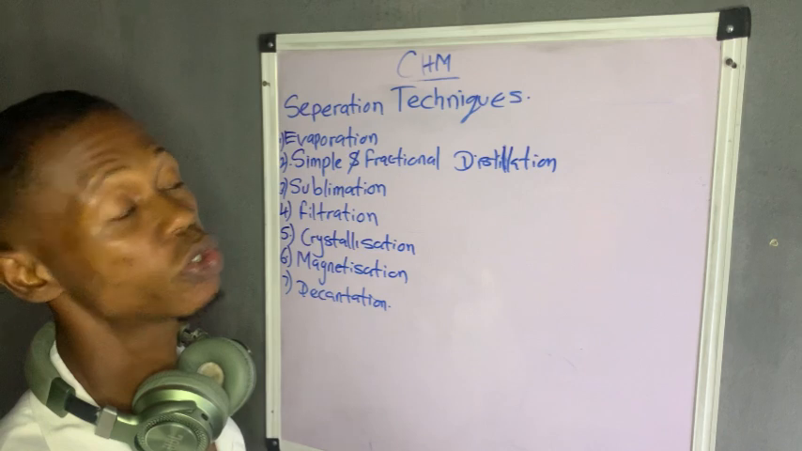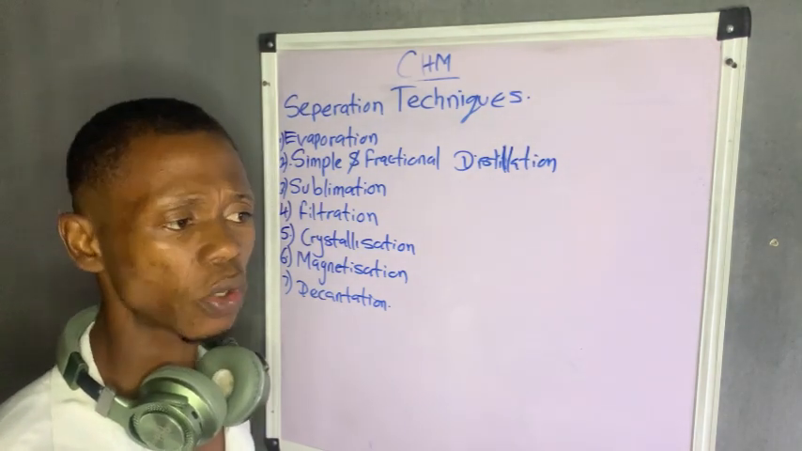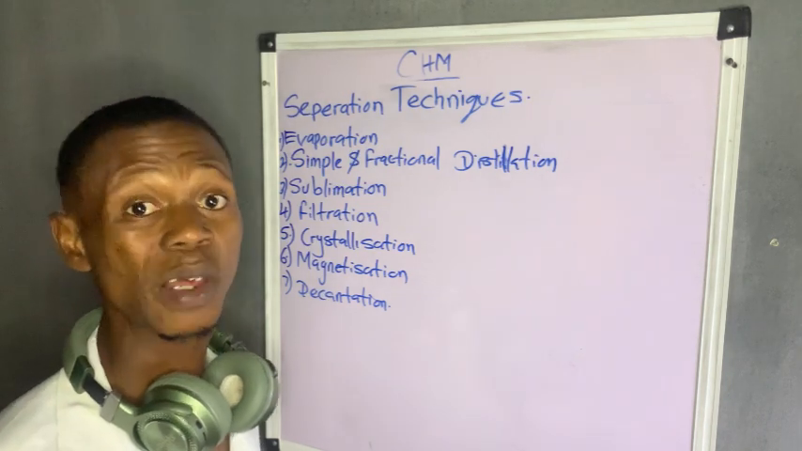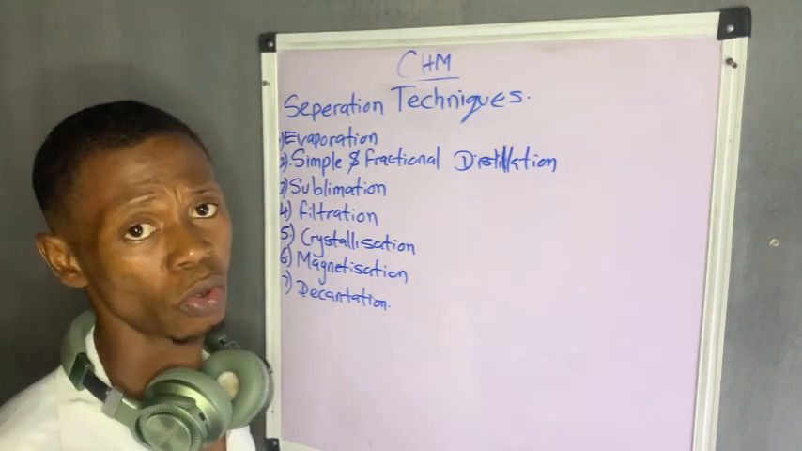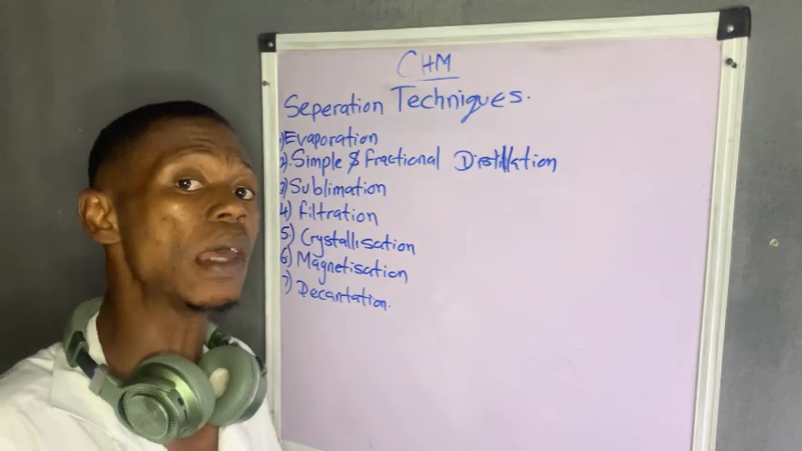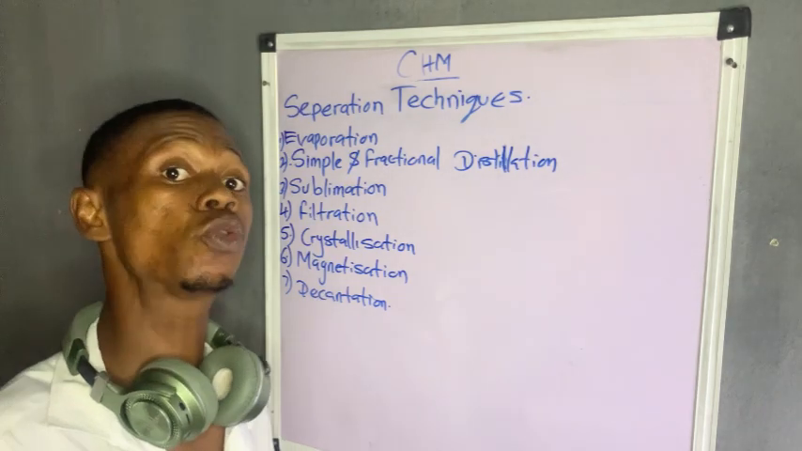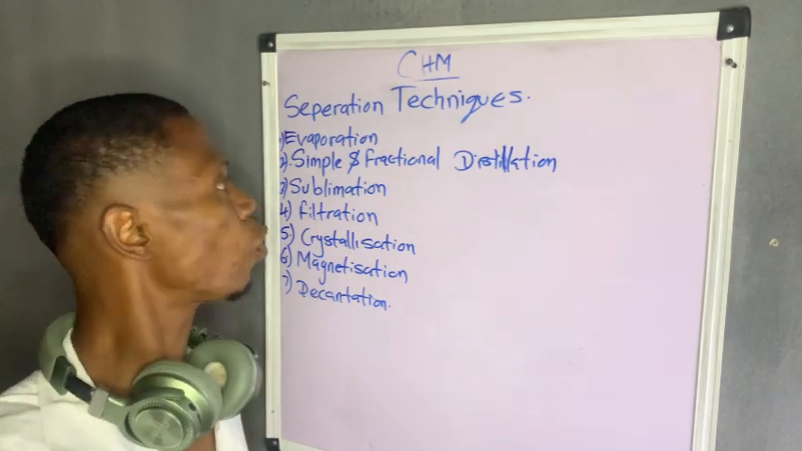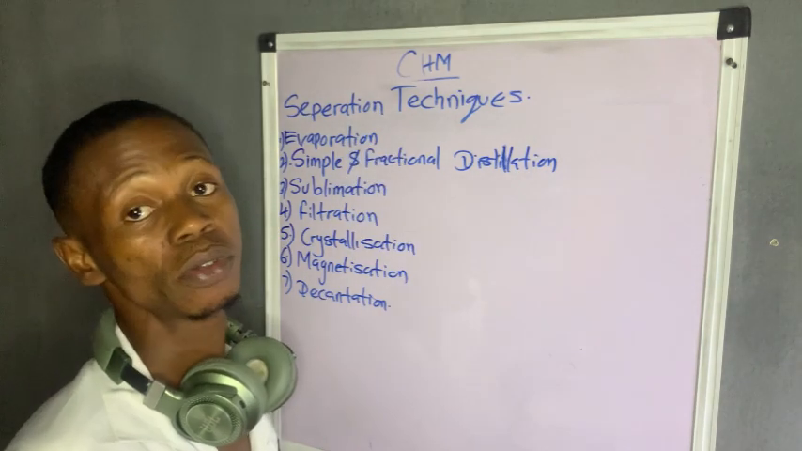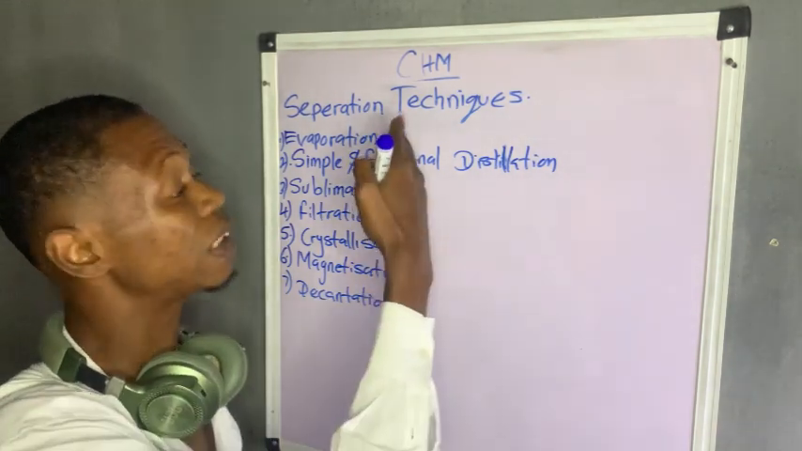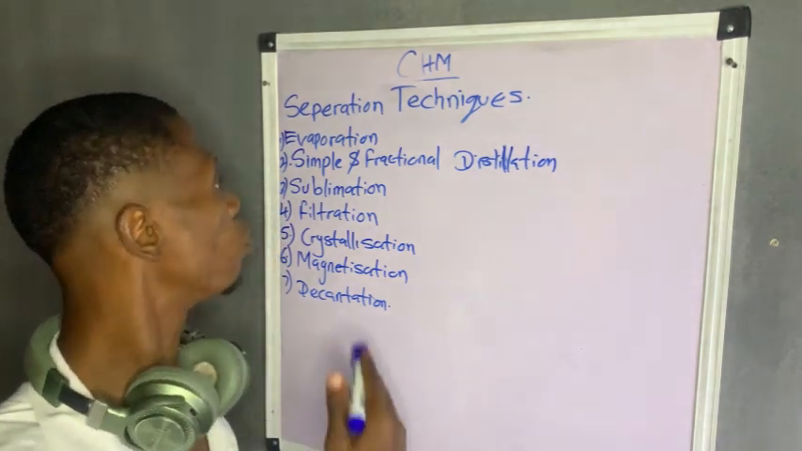So how do we know? It depends on whether you have a solid in a liquid, or you want to separate two liquids, or two solids, or two liquids that are not mixable, or two liquids that have already mixed. So it depends on what you want. JAMB chose these 7 separation techniques, and they cover all of this. You understand? So we will check.